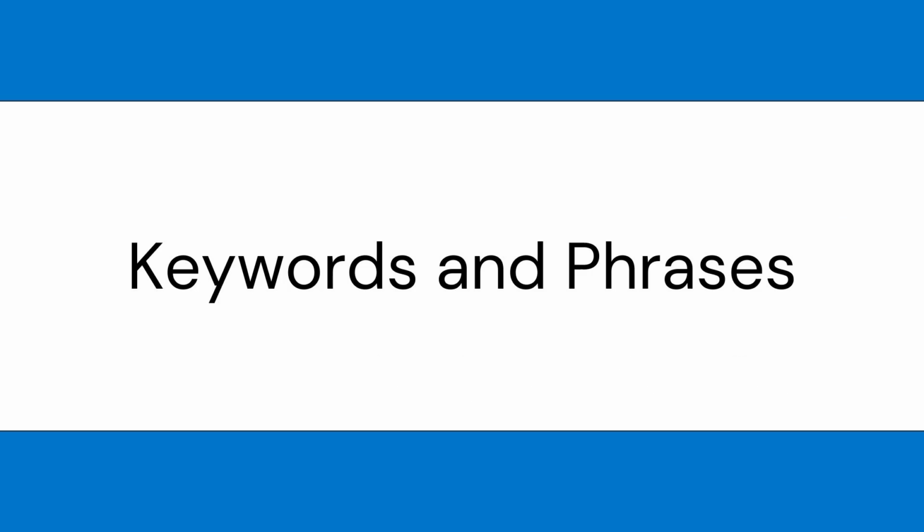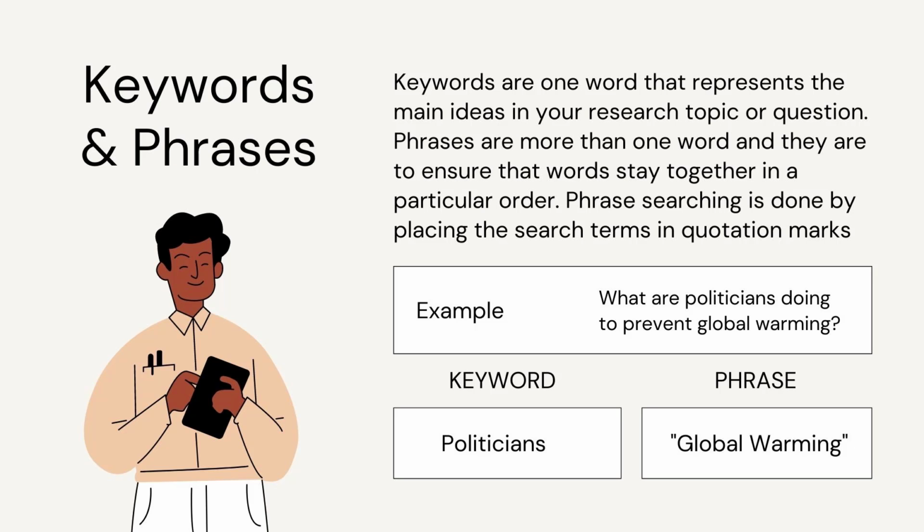Keywords and phrases. Keywords are one word that represents the main idea in your research topic or question. Phrases are more than one word, and they are to ensure that words stay together in a practical order. Phrase searches are done by placing the search term in quotation marks.